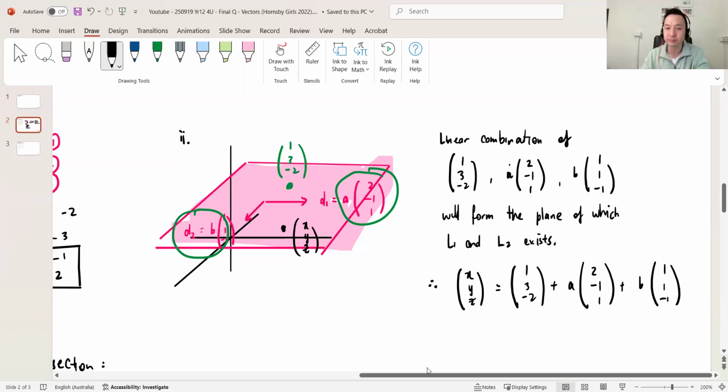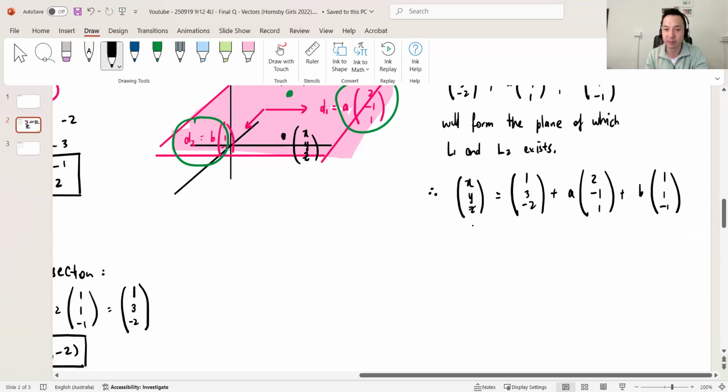Now, once you get that algebraically, if I equate the x's, I've got x equals 1 plus 2a plus b. I've got y equals 3 minus a plus b. And I've got z equals -2 plus a minus b.